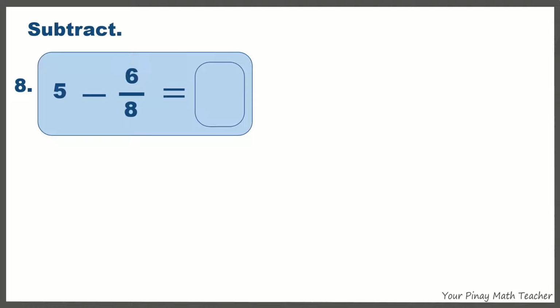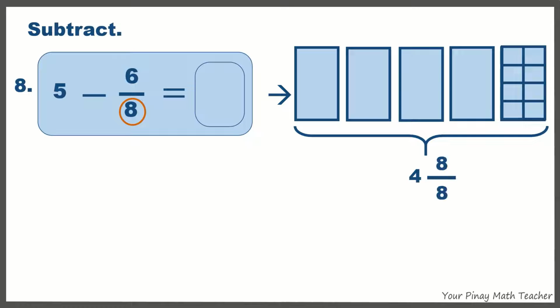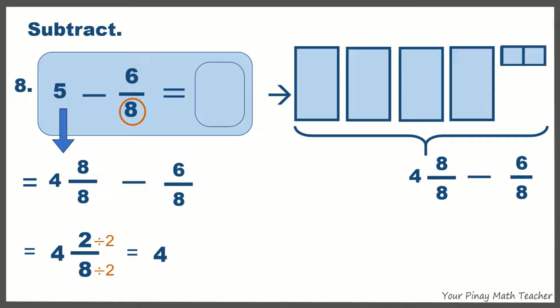Number 8. 5 wholes minus 6/8. Since our denominator is 8, in 5 wholes, one of them is divided into 8 equal parts. Thus, we can rename 5 wholes as 4 wholes and 8/8. Taking 6 out of 8, we get a difference of 4 and 2/8. Since 2/8 can still be reduced by 2, our final answer is 4 wholes and 1/4.